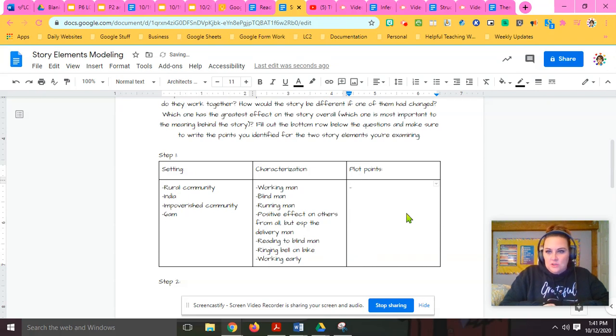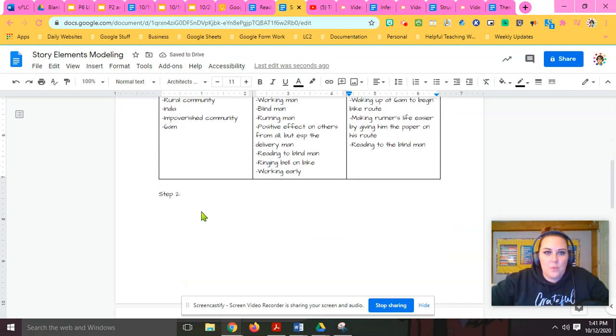And plot points. So we have waking up at 6 a.m. to begin the bike route, and then we want to have at least 3, like beginning, middle, and end. So making the runner's life easier by giving him the paper on his route, and then reading to the blind man. Okay, so those are our plot points.